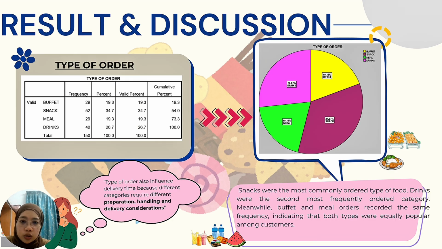The type of order can also influence the delivery time and the rider's workload. Overall, snacks dominated the order distribution in this study.